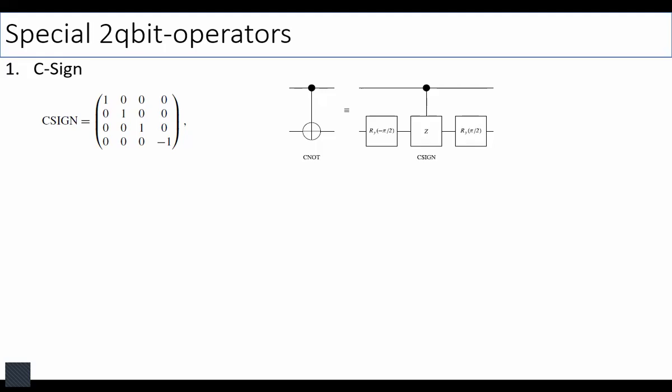And here would be also Ry of minus pi over 2. Yes, I don't remember exactly what the matrix is. After this, I do Control Z. Okay, so I write it. Let me first write it, and after this, I will comment.